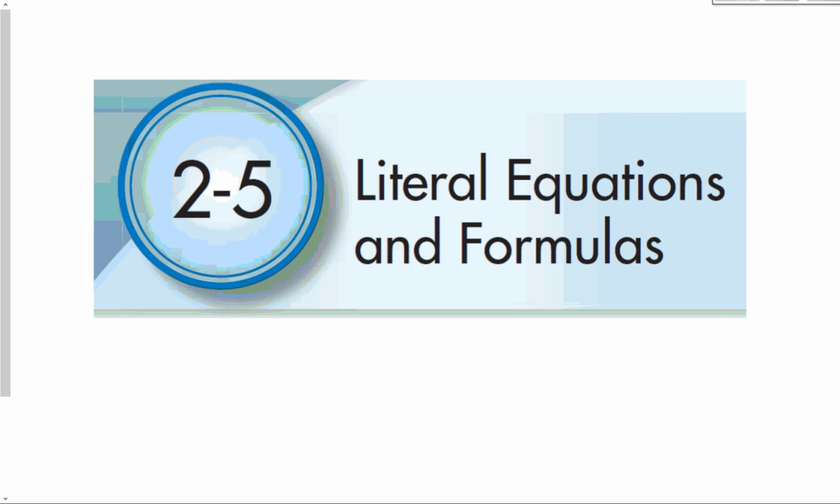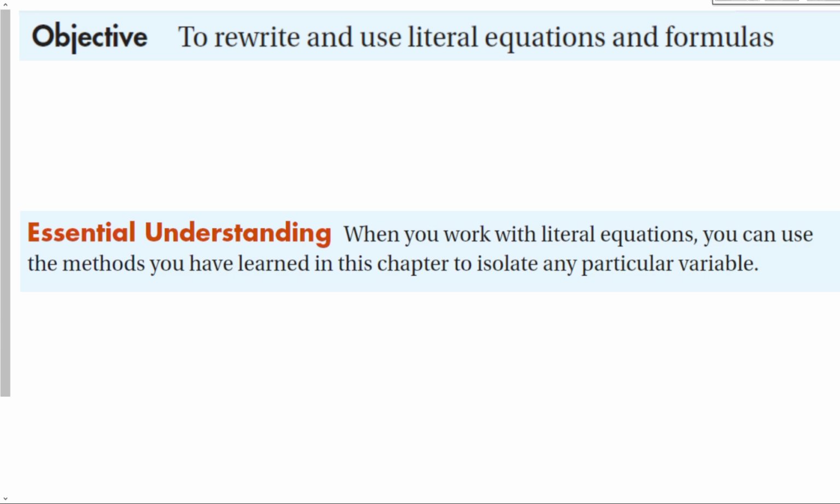2-5, literal equations and formulas. So our objective in this section is to rewrite and use literal equations and formulas. And our essential understanding is that when you work with literal equations, you can use the methods you have learned in this chapter to isolate any particular variable you want.